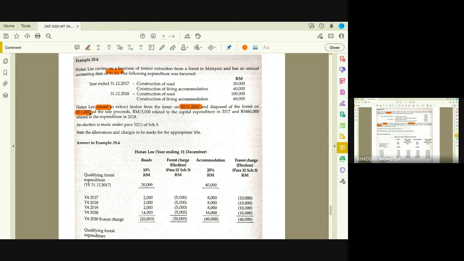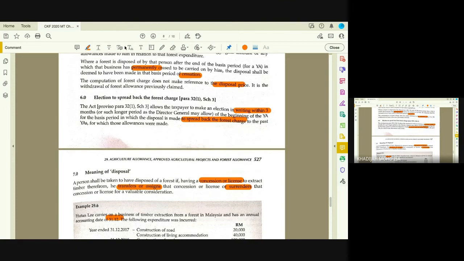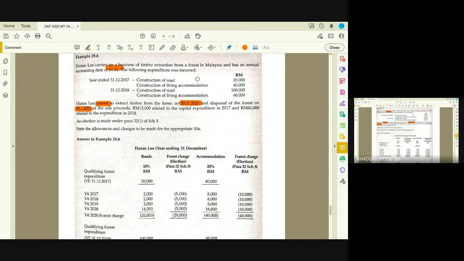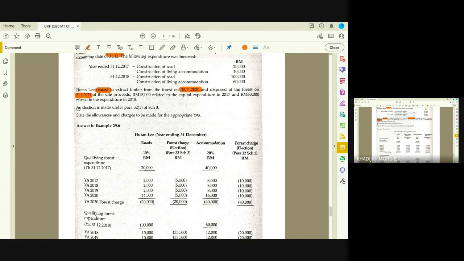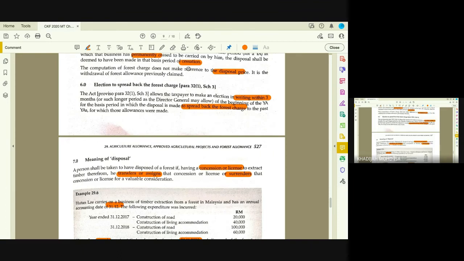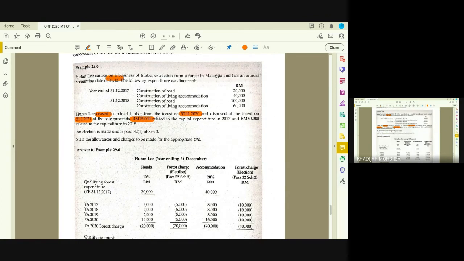So the law says that just now, it has to be in the year of cessation, not in the year of disposal. So when you cease operation, it is YA 2020, not YA 2021. Right, and then you have a sale proceed of 15,000, and the law says that the sale proceed is disregarded. Computation of forest charge does not make reference to the disposal price, so you don't have to bring your 15,000 into the computation. Then 60,000 for the expenditure in 2018. An election is made under para 32.1 whereby you want to spread back.